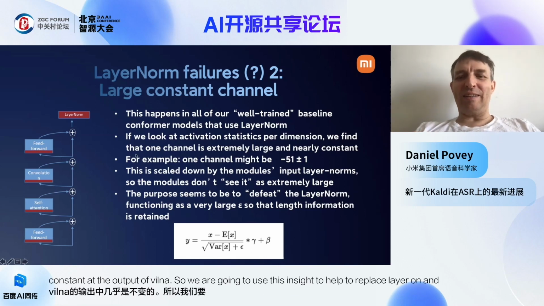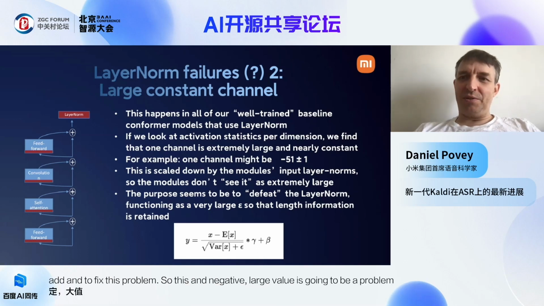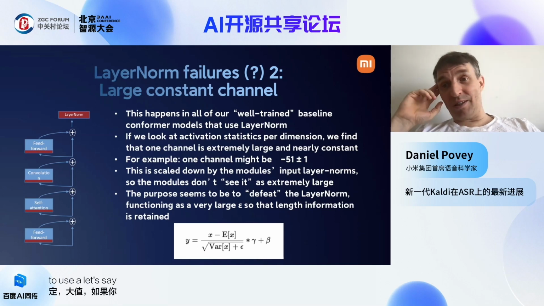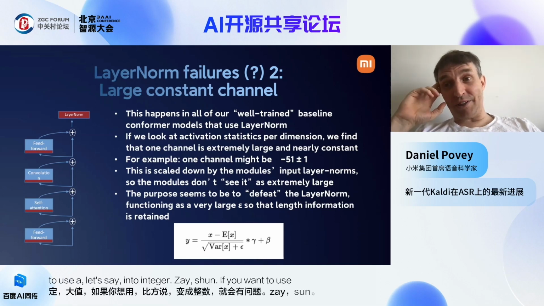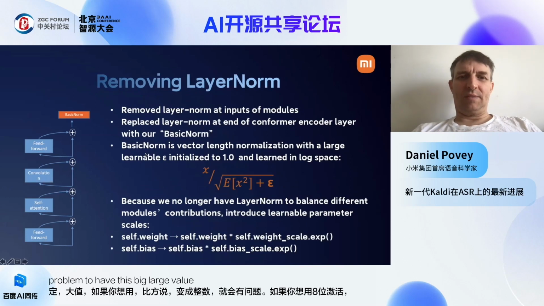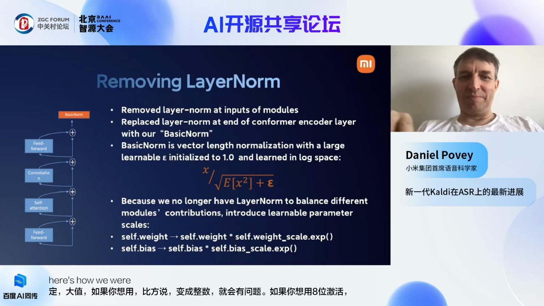So this large negative value is going to be a problem if you want to use, let's say, integerization. If you want to use 8-bit activations, it's going to be a problem to have this large value. So here's how we removed LayerNorm.